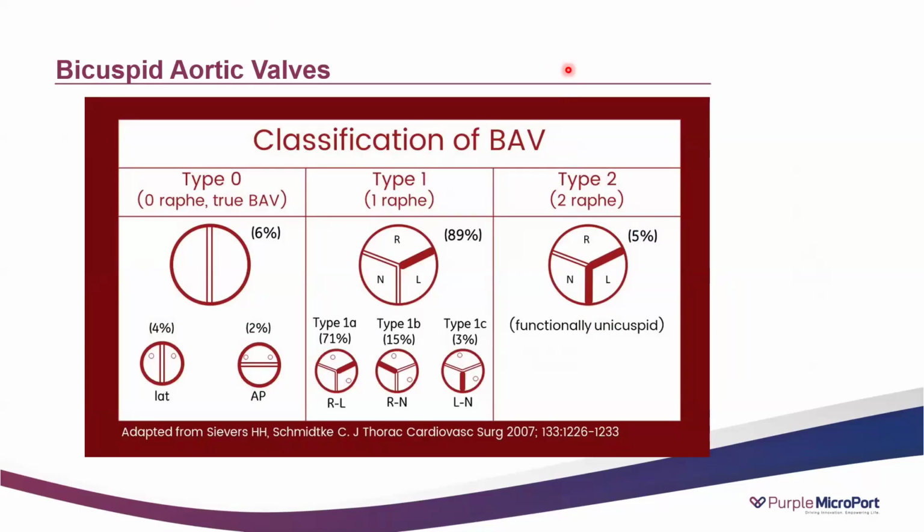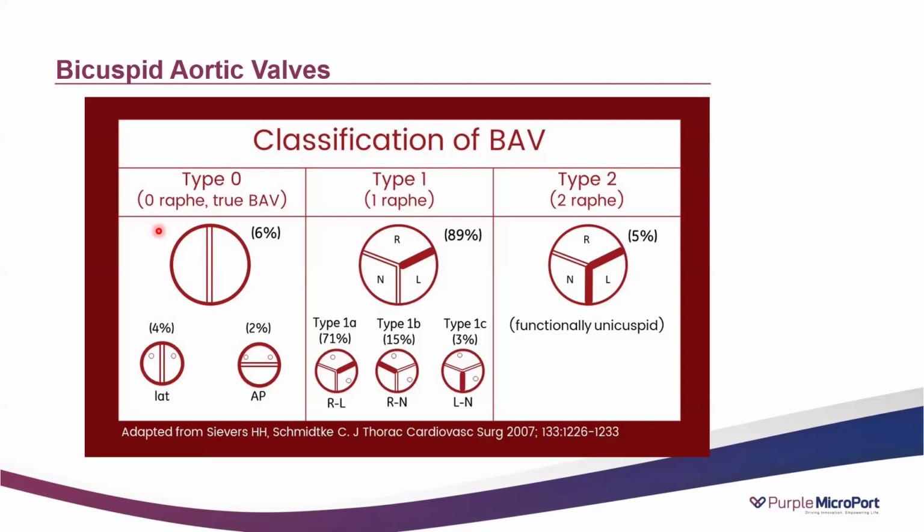In bicuspid there are also subdivisions as per the Sievers classification. This is called type 0. There are only two cusps in this, no raphe. There is a right coronary cusp and a left coronary cusp, and there is only one commissure. Can you see this? This is called a type 0 bicuspid. The aortic valve usually has three cusps, but in type 0 you will have only two cusps. Is it clear?